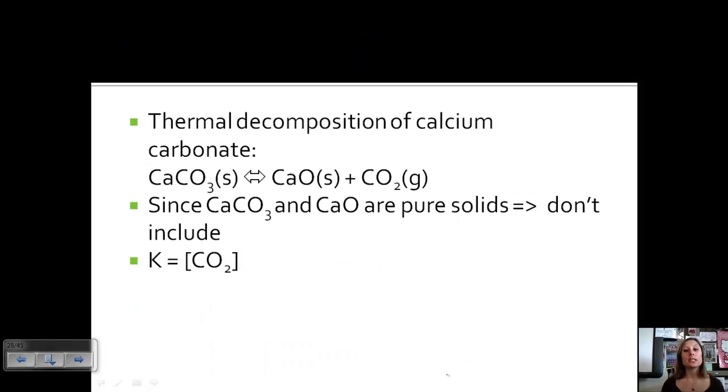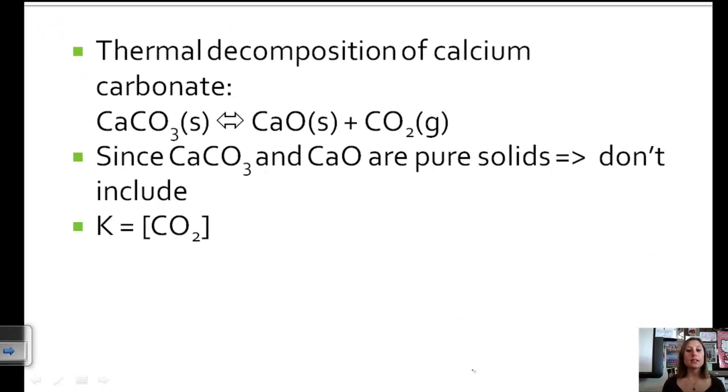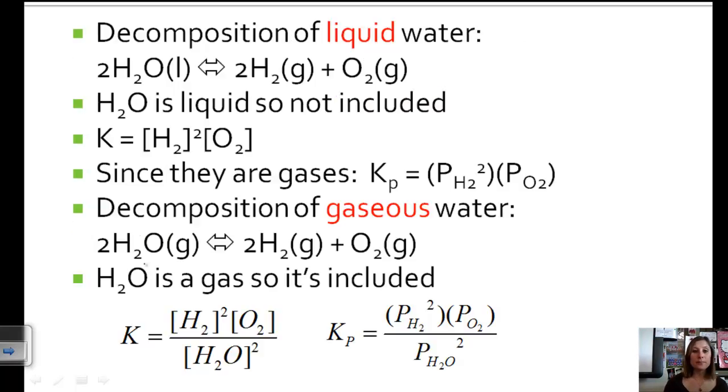So let's look at the thermal decomposition of calcium carbonate. Since the calcium carbonate and the calcium oxide are both solids, they aren't included in the equilibrium expression. Because we do products over reactants, carbon dioxide as a gas is our only product and the only one that's not a solid. So our equilibrium constant is just equal to the concentration of CO2. Okay, let's look at the decomposition of liquid water. Here the water is a liquid, so it is not included, and our equilibrium expression is just H2 squared times the concentration of O2.